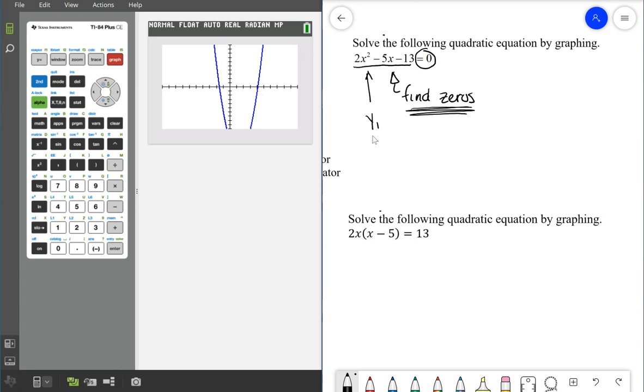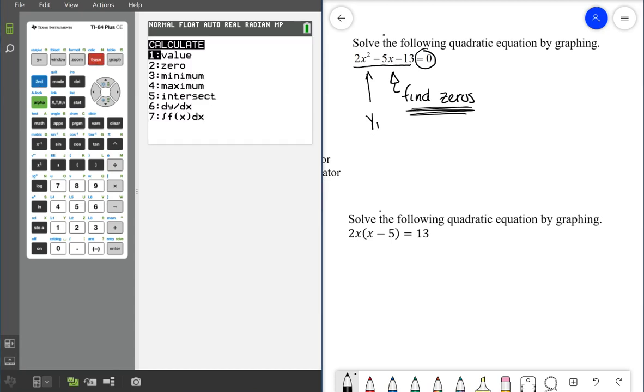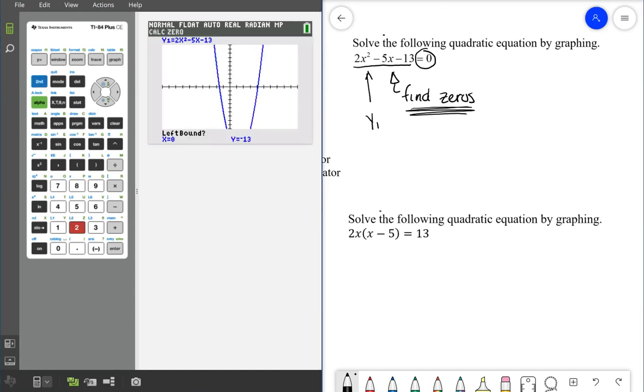On the TI-84 calculator, you hit the second function key, and then trace. What we're looking for is number 2. It's going to ask you for a left bound and right bound, so I'm going to take my cursor physically to the left side of the 0 and hit enter. Then I take it to the right side and hit enter. And then what I have here is my first 0. So there is a 0 at -1.589 and 0.